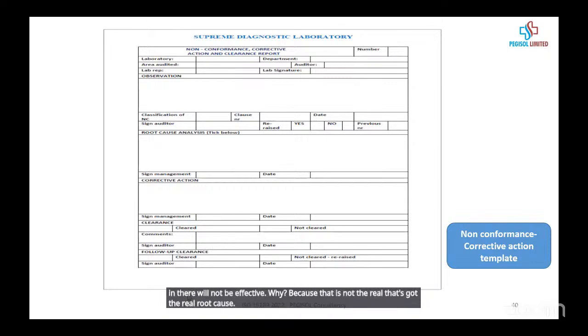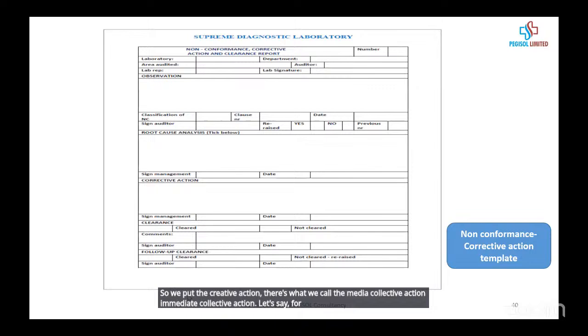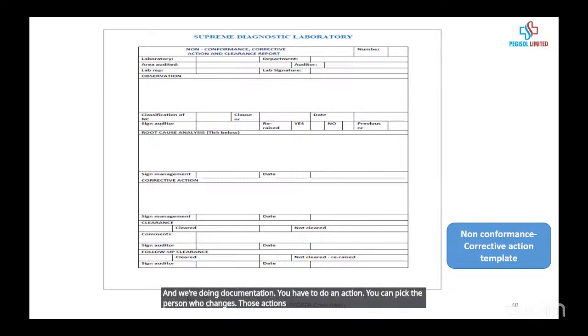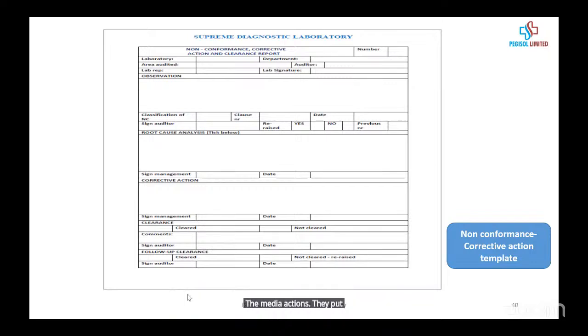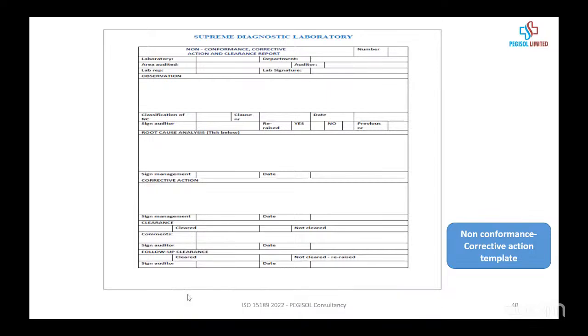So we put a corrective action. There's what we call remedial corrective actions, immediate corrective actions. Let's say, for example, someone is in your reception now, and the person breaks down, falls down. You won't say you want to go and be doing root cause analysis and documentation. You have to do an action. You can pick the person, change the chair. Those actions are called what? The immediate corrective actions, remedial actions. They put the corrective actions and sign it, as an example of a non-conformance corrective action clearance template.